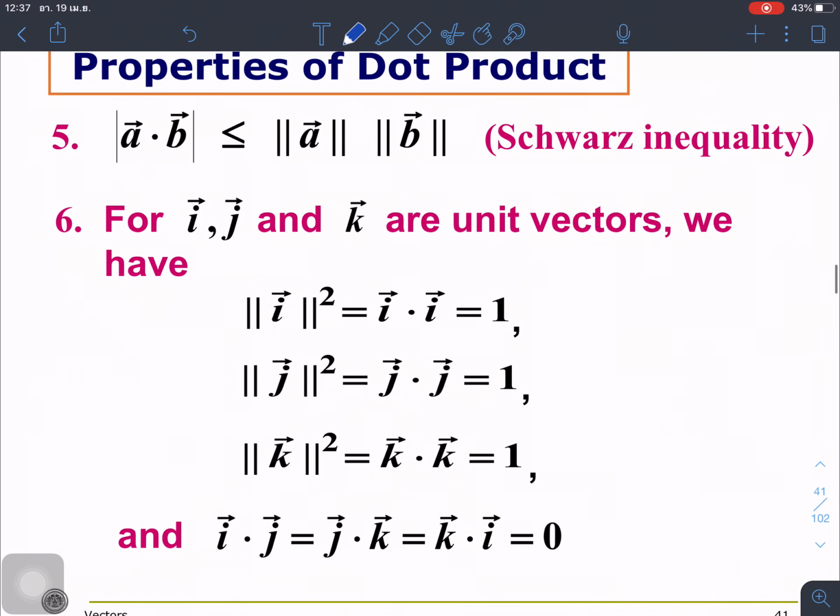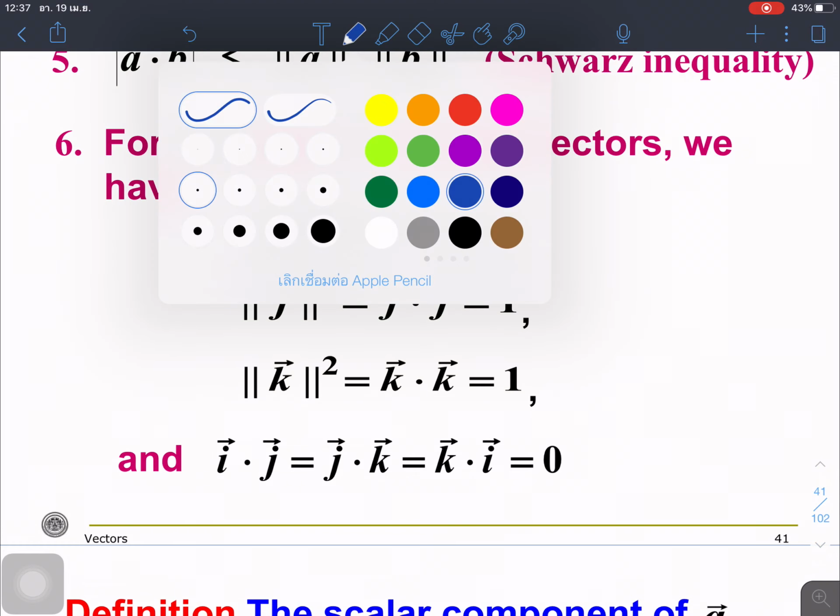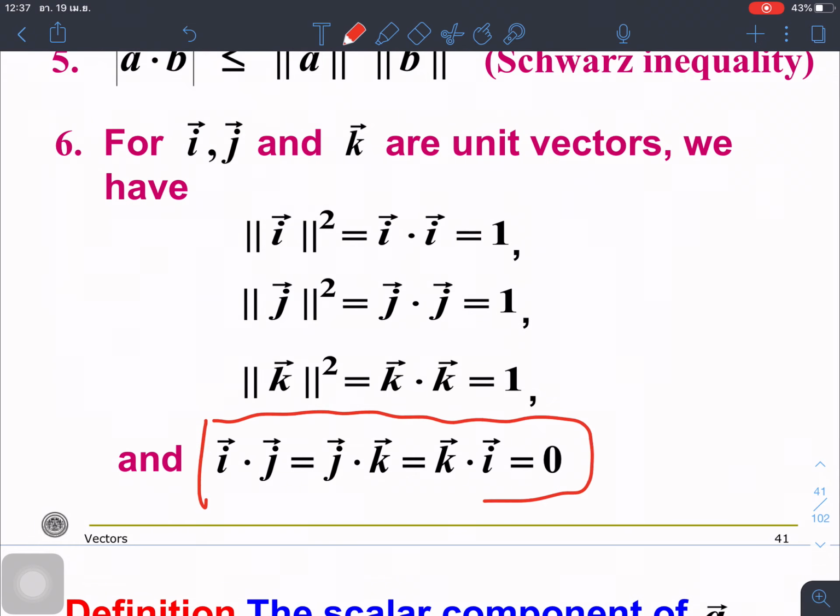Here's the important thing. We have seen that i, j, and k are unit vectors, so the modulus of these three vectors is just 1. And I think this is the most important property: i dot j, j dot k, and k dot i are 0, because each pair of these three vectors is perpendicular to each other. i is perpendicular to j, j perpendicular to k, and k perpendicular to i.